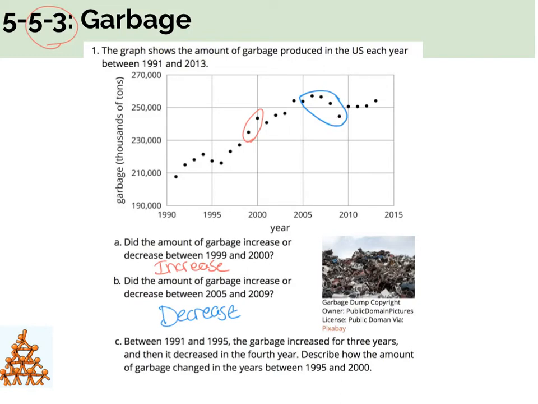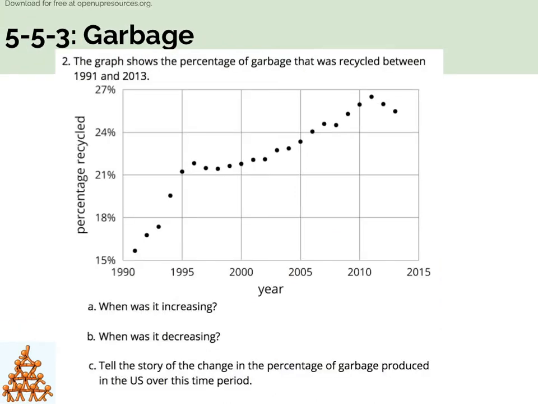And in C, you're describing the change a little bit more in detail. So from 1995 to 2000, the first year, it decreased. And then every year after that to the year 2000, the amount of garbage increased. Now you're looking at a graph that shows the percentage of garbage that was recycled. So go ahead again, answer these 3 questions, and start again when you're ready.